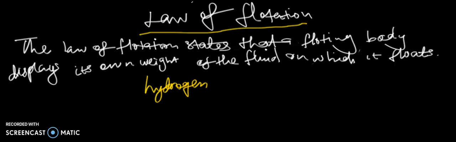Let's take an example. A ship is very heavy, but it floats because it is hollow inside. It contains air. This causes its average density to be lower than that of water. We call that the upthrust force of the fluid on the object, which must also be equal to the total weight of that object. And this is what we call the law of flotation.